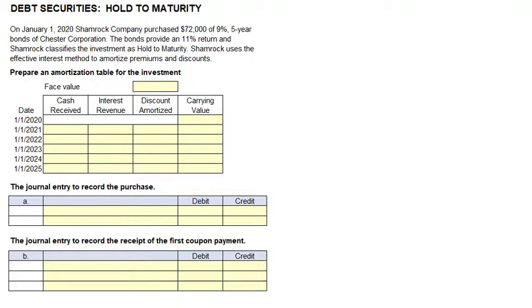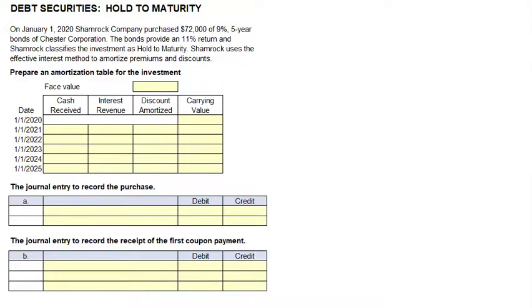In this video, we're going to walk through an example for accounting for debt securities that have been classified as hold to maturity. Again, that requires both the ability and intent to hold the debt until maturity. We're told that the Shamrock Corporation purchased $72,000 of 9% 5-year bonds of the Chester Corporations. The bonds provide an 11% return, and Shamrock classifies the investments as hold to maturity and uses the effective interest method to amortize premiums and discounts.